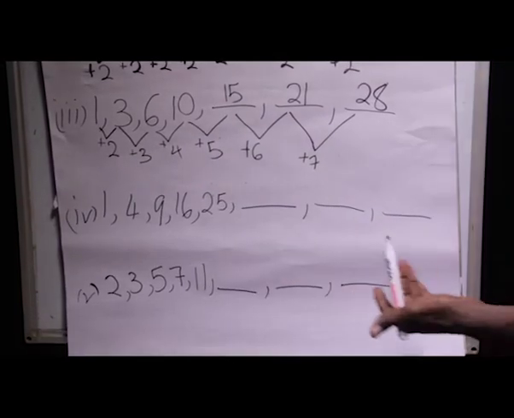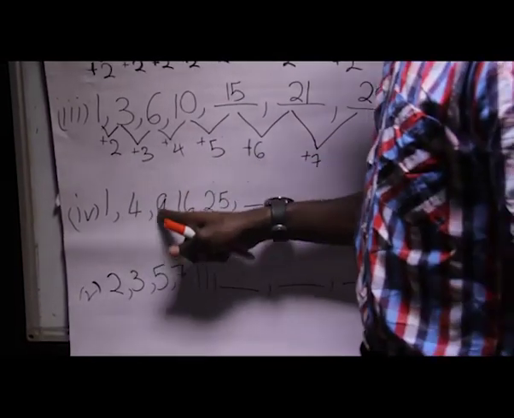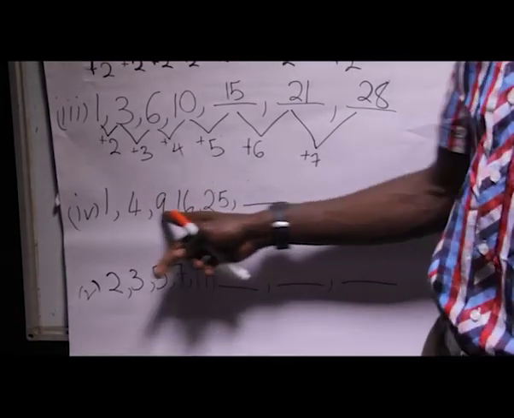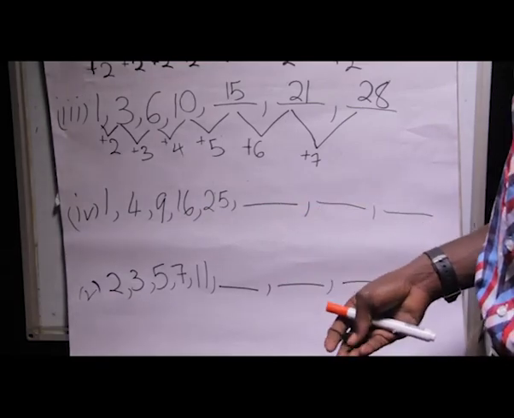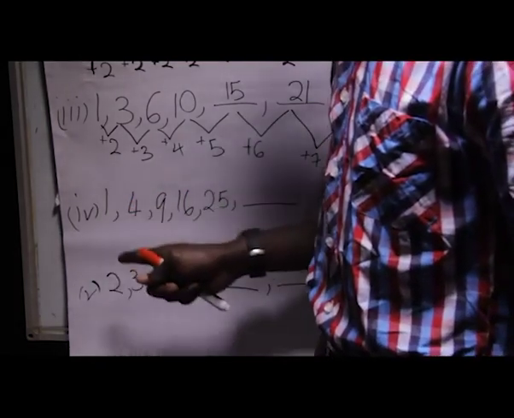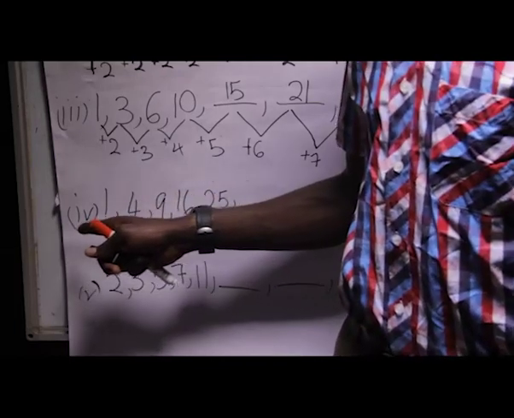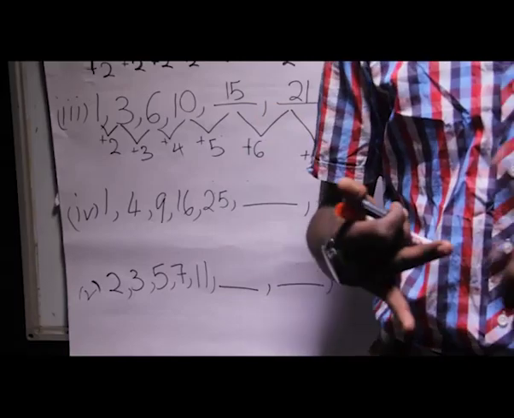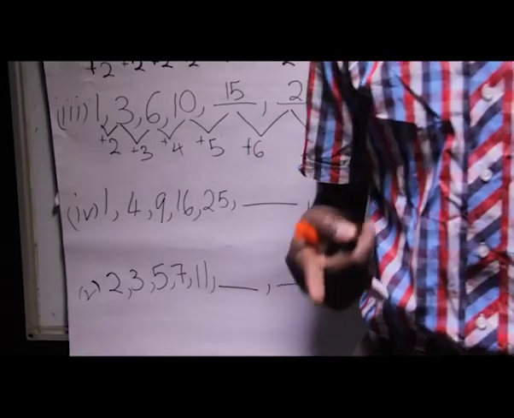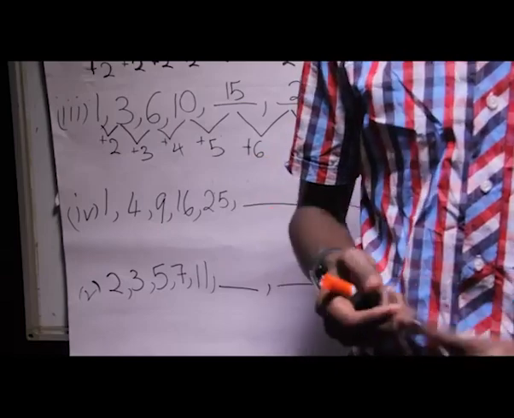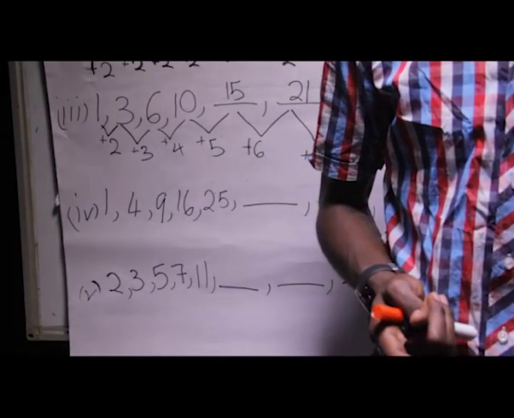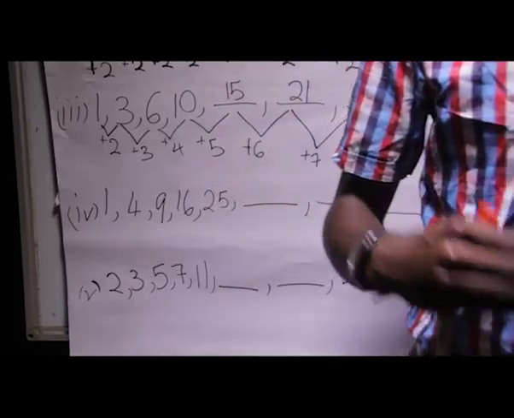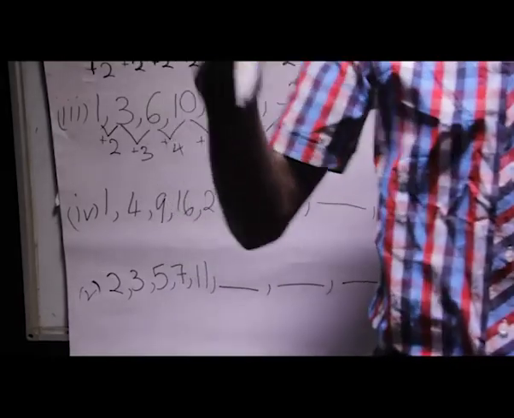I proceed to the next number. I have 1, 4, 9, 16, 25, and so on. Now when you look at these numbers, there is something very special and unique about them. Because we already looked at the different types of numbers, we said we have natural numbers, counting numbers, integers, prime numbers, even numbers, odd numbers, then we have what we call square numbers. And square numbers are the numbers obtained by squaring different natural numbers.